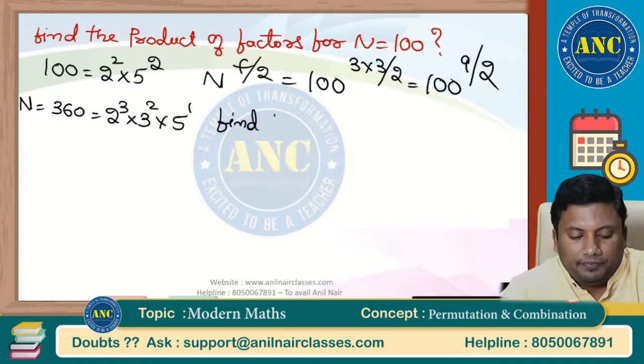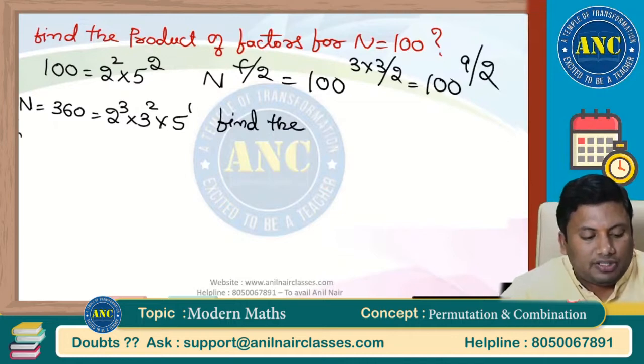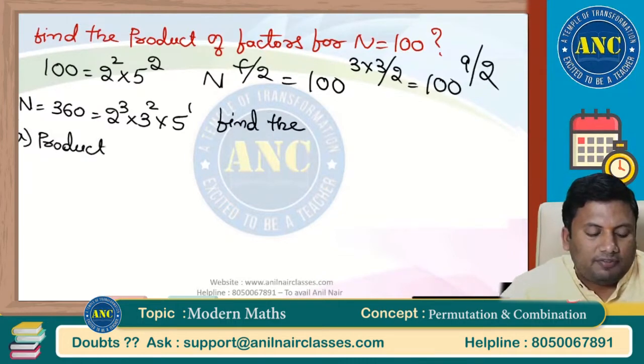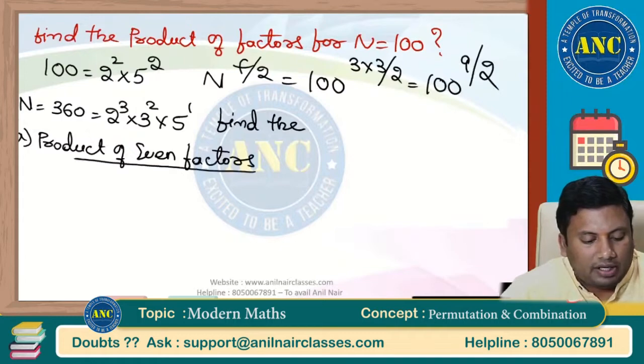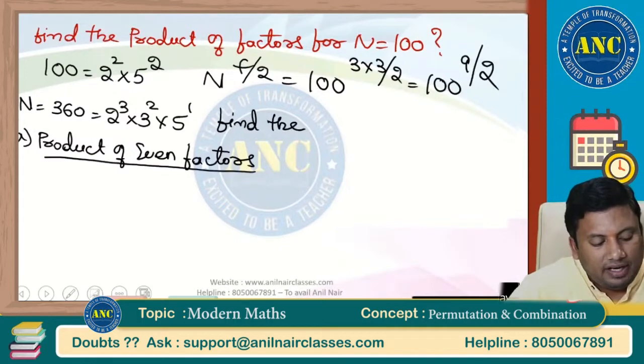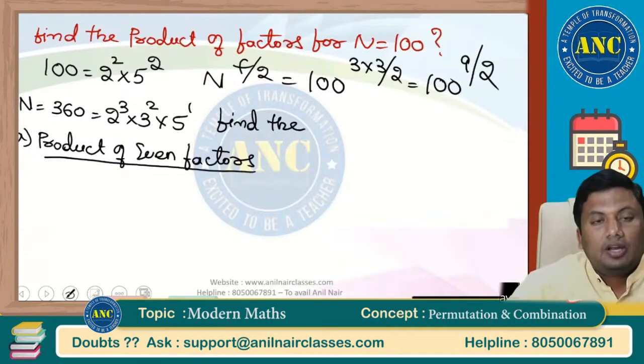Find the first question: product of even factors. We did sum of even factors. Now we will do product of even factors. Find the product of even factors. What will be the answer?